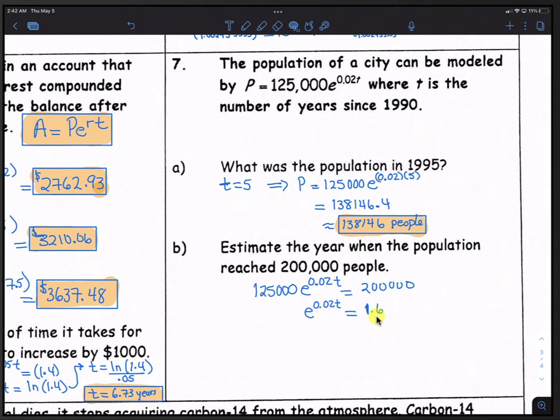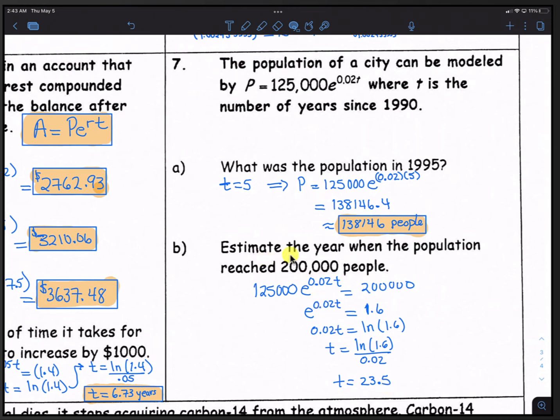Now we'll convert this equation into a log equation. Since it's base e, you're going to use natural log. So natural log of 1.6 is equal to 0.02 times t. Now to solve for t, we'll have to divide by 0.02 on both sides. And so t is the natural log of 1.6 divided by 0.02. We'll put that in our calculator and we get approximately 23.5. That's the number of years.